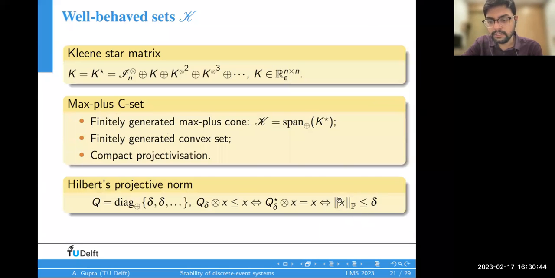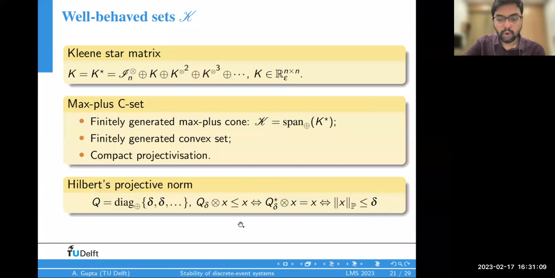And I study this particular bound on the state X. What I can say is that this particular inequality, that the Hilbert projective norm of state X is at most delta, can actually be represented as the max plus column span of a special Kleene star matrix. So that is the idea. I choose a Kleene star matrix and I work with it.